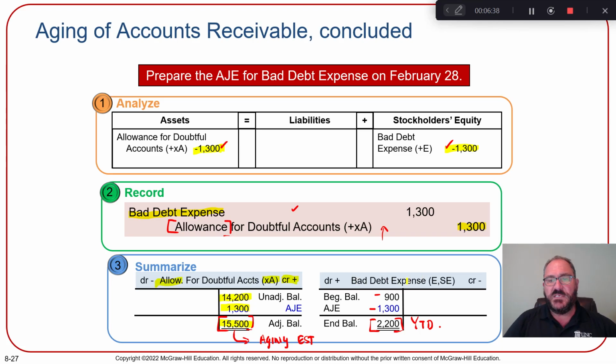Now our bad debt expense, our beginning balance was $900. Now we're doing an adjusting journal entry for $1,300. So now year to date, it's going to be $2,200. Again, it's an expense, so it increases with the debit. Okay. So they were showing you the same company 2 different times.